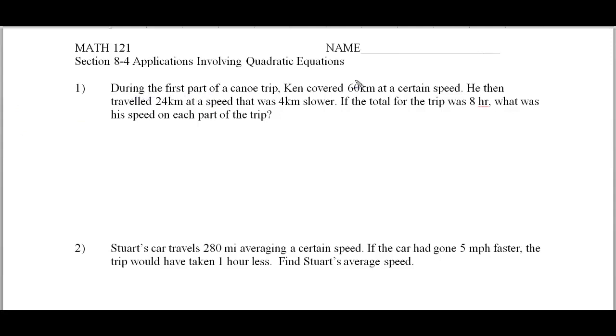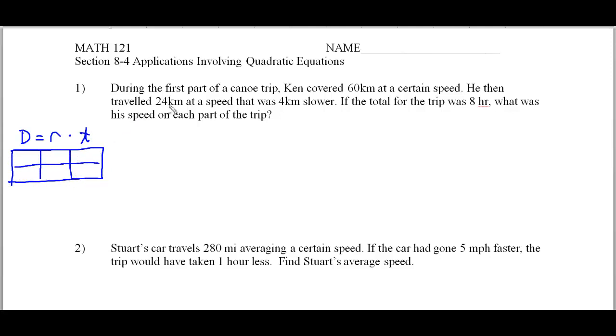During the first part of the canoe trip, Ken covered 60 kilometers at a certain speed. So this is a distance equals rate times time problem. And we've made some d equals r times t little matrix boxes before. What we're going to do here is plug this in the more we know about the story problem.